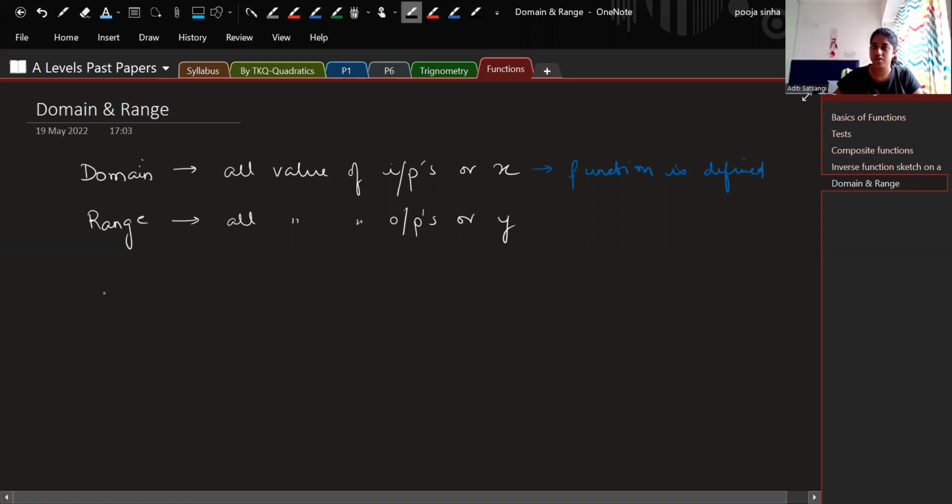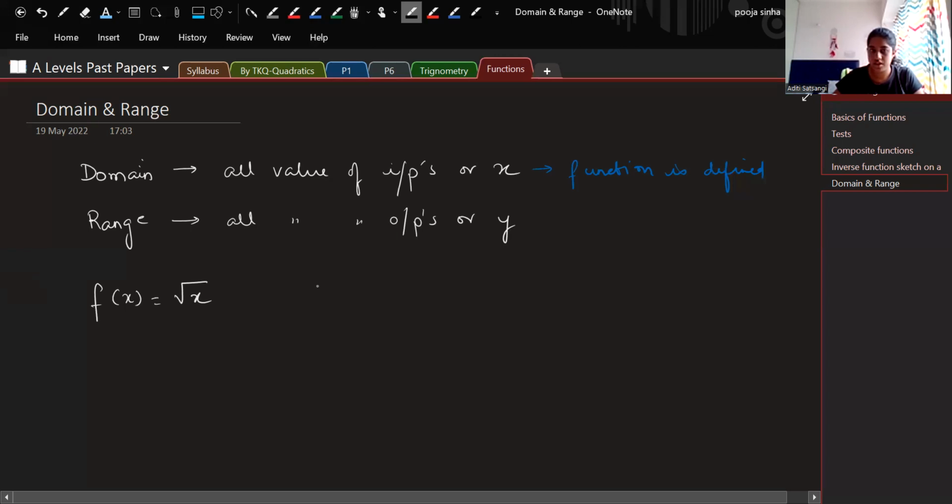Suppose there are some special types for this. There is f of x equal to under root of x. Anything which is under root of x. Now, this is a special type, where we have the under root type.